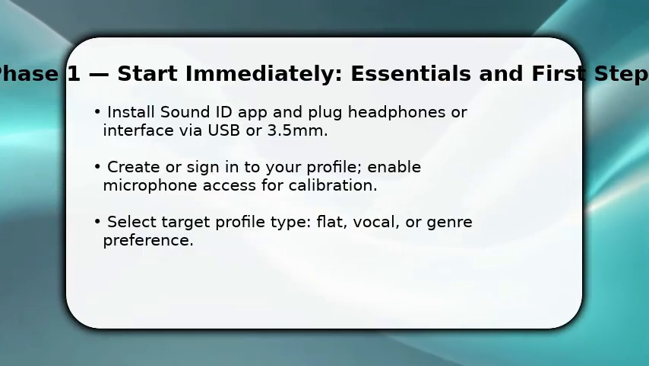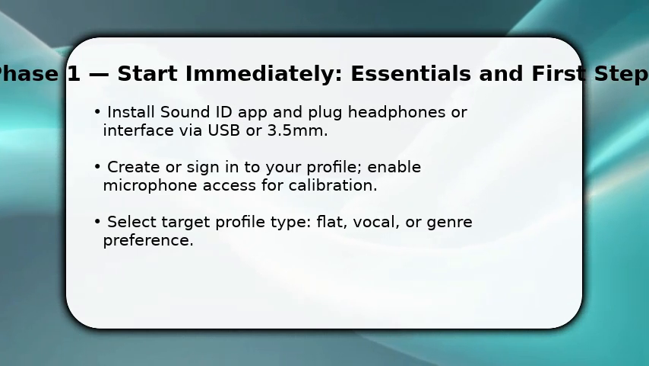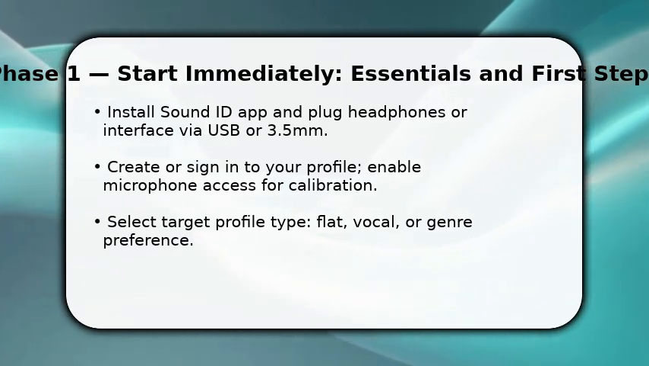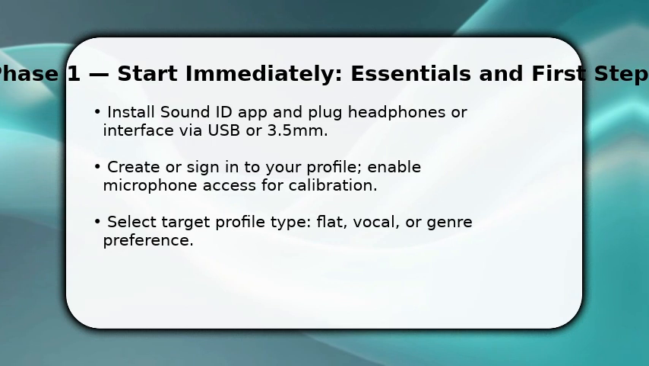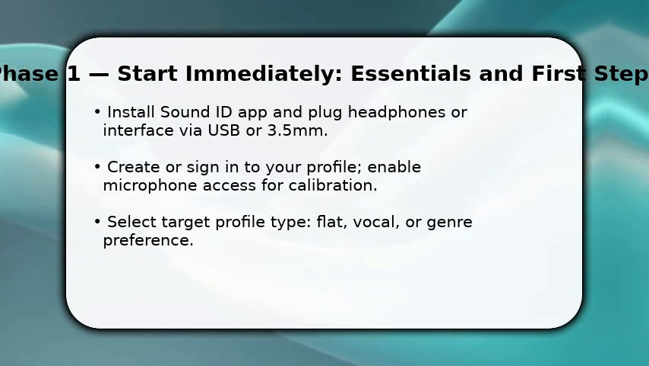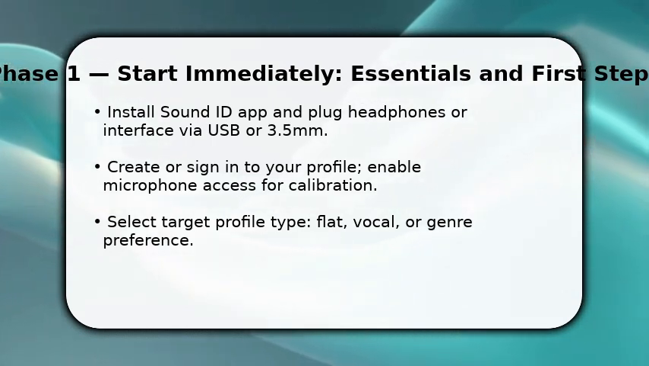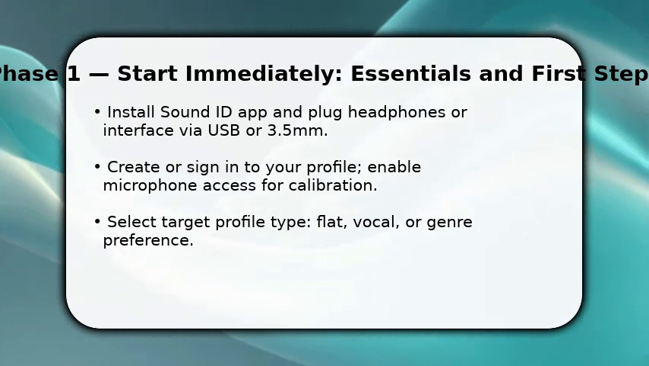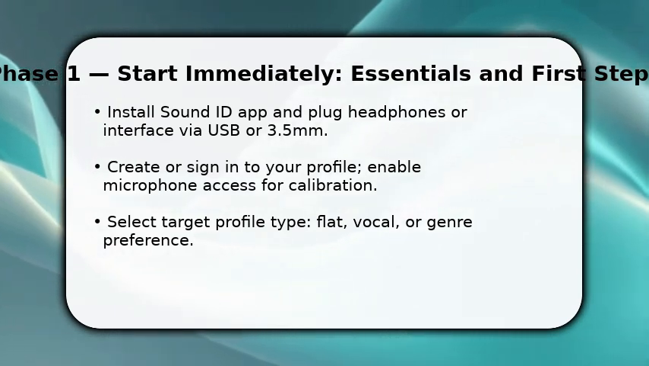You begin by opening the Sound ID app and connecting the headphones. Do it now. Grant mic permissions so the app can measure your listening environment. Without that, calibration fails. Choose a target profile, flat for accuracy, vocal for clarity, or a genre preset if you prefer color.